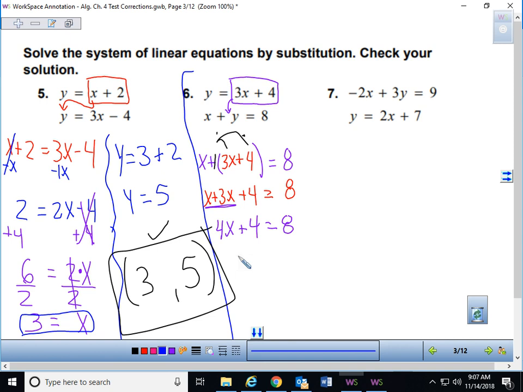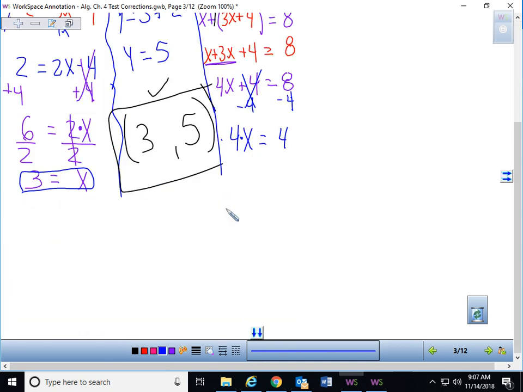Move our constants by undoing addition and subtraction, so opposite of addition, subtraction, so subtract 4 from both sides. This gives me 4x equals 8 minus 4 is 4. Getting my x by itself, I'm undoing the secret operation of multiplication with division, so I'm going to divide by 4 on both sides. This tells me I have x equals 1.